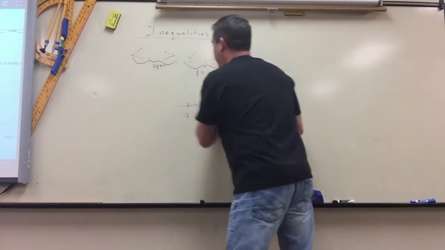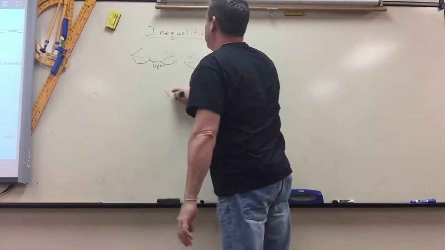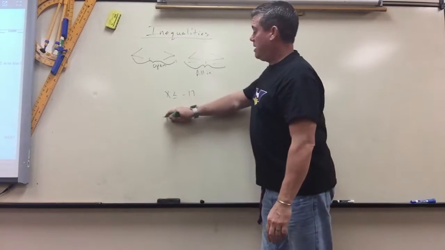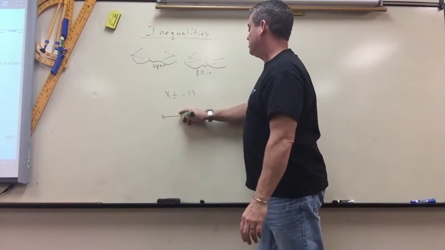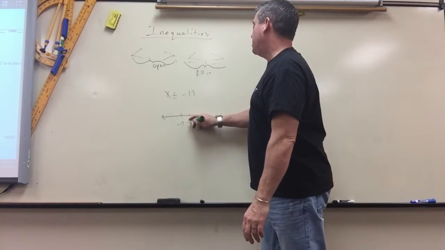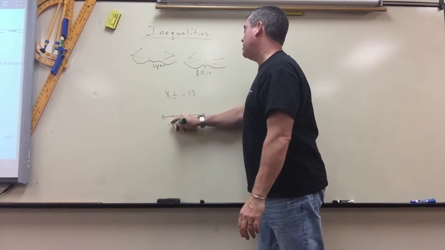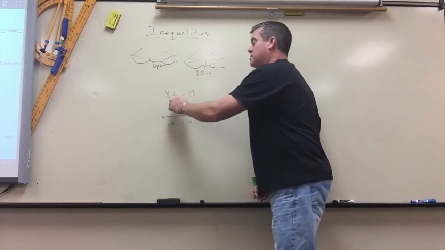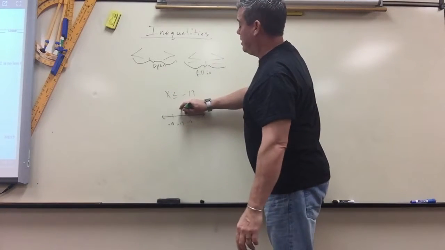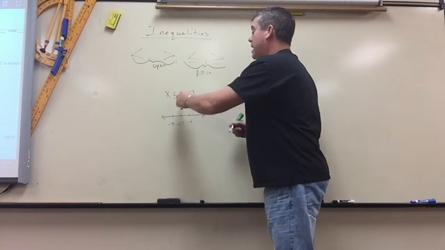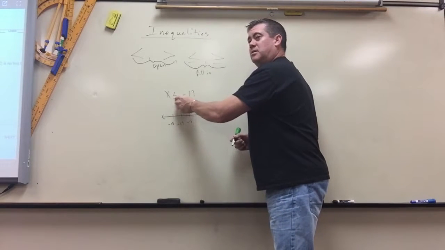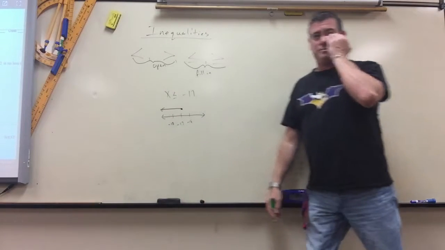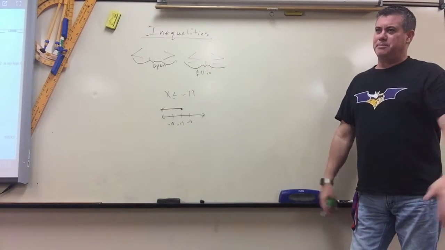So if we had x is less than or equal to negative 17, you'd make a number line. Remember when you put your negatives on there, they go backwards: negative 16, negative 17, negative 18. Now since it's filled in, you fill it in there. And x is less than that, so everything to the left of negative 17 is a solution. You guys remember doing that?